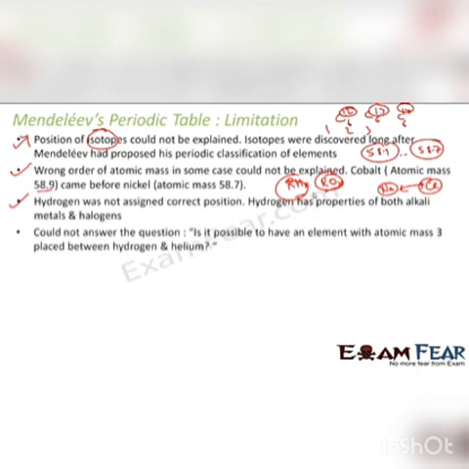Also, he could not answer this question: is it possible to have an element with atomic mass 3 between hydrogen and helium? For example, hydrogen has atomic mass 1, helium has, let's suppose, 4, right? So can we have one element with atomic mass 3 here? Because atomic mass can be any number. It can be 4.08, 4.95, right? Between, let's suppose, 4 and 4.5, you can't say how many atomic masses can exist. Maybe 4.1, 4.2, 4.3, you can't say, right?